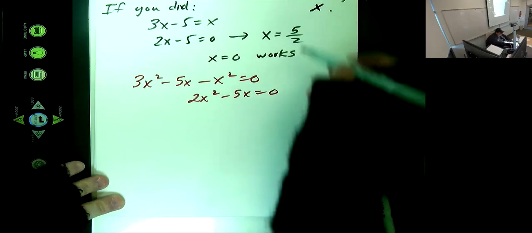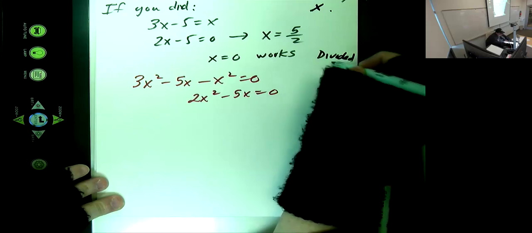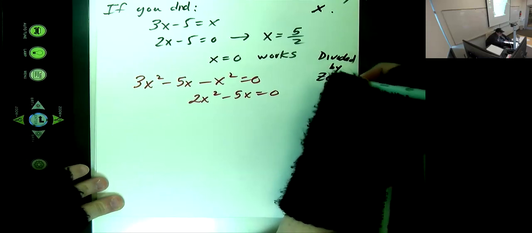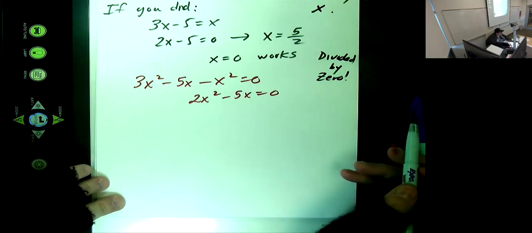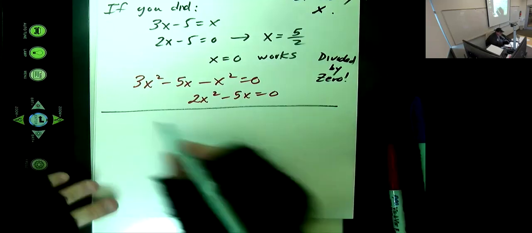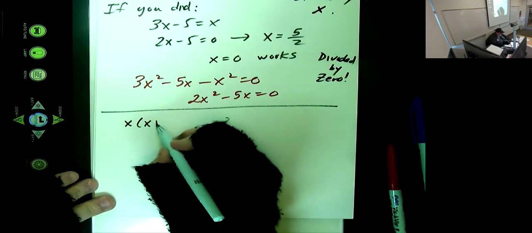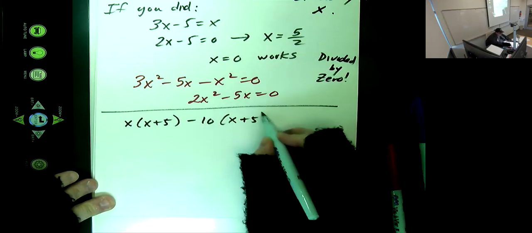In fact, dividing by x means we divided by 0. That's a hell no. That's bad juju right there. Sometimes thinking is easier than just plugging and chugging.